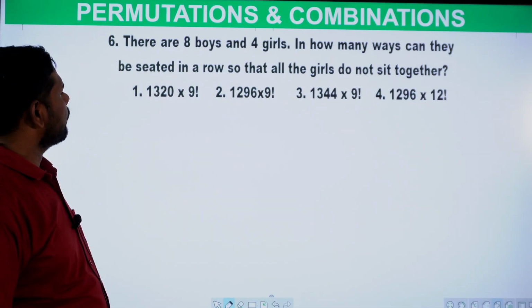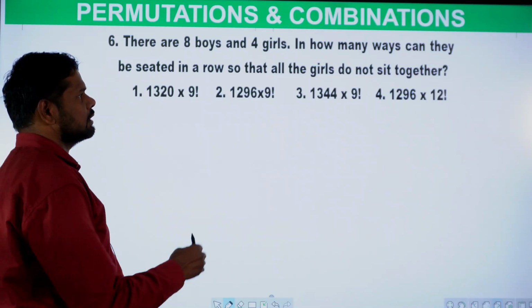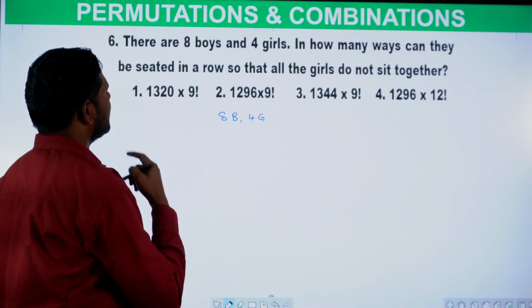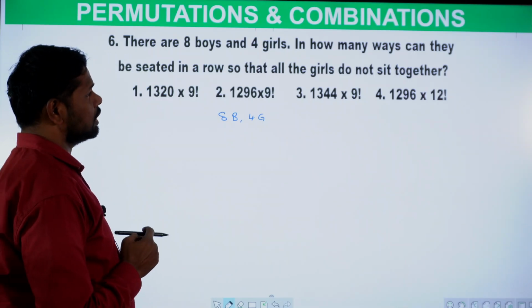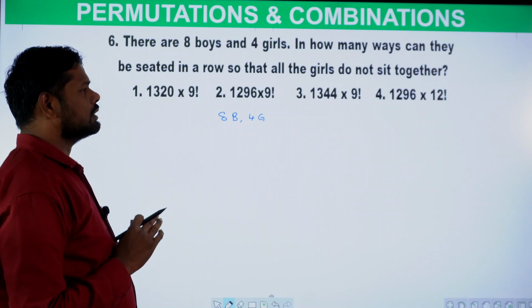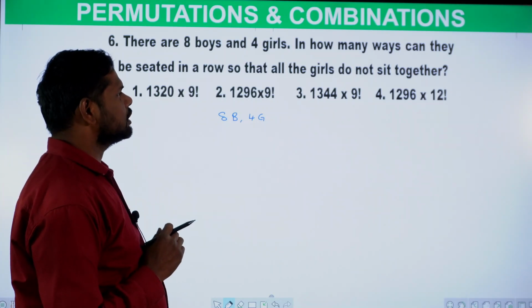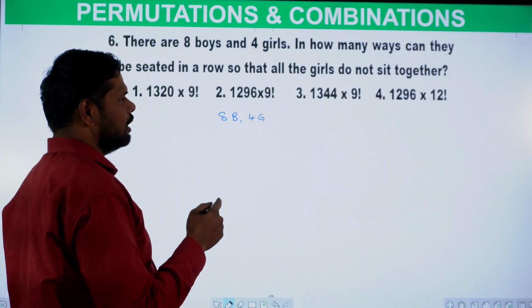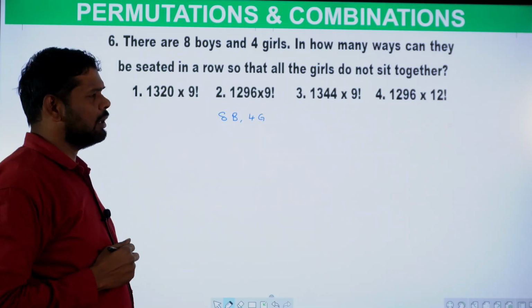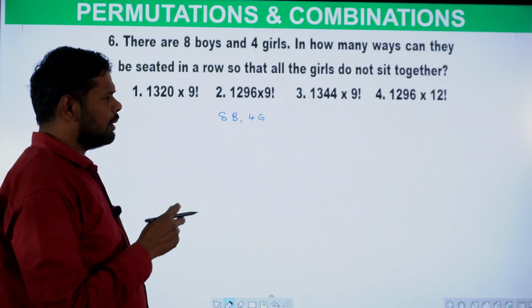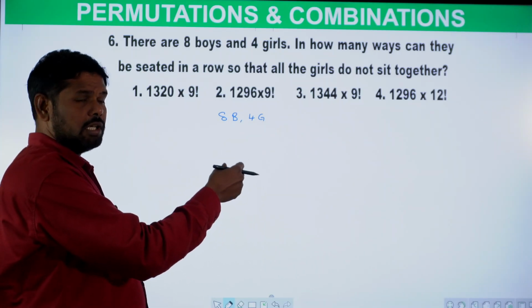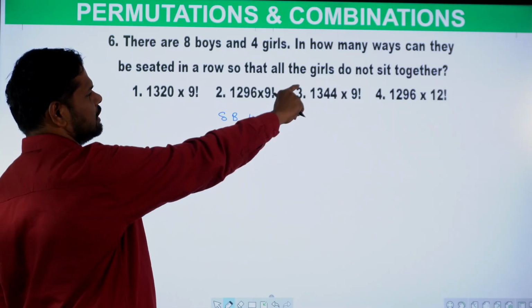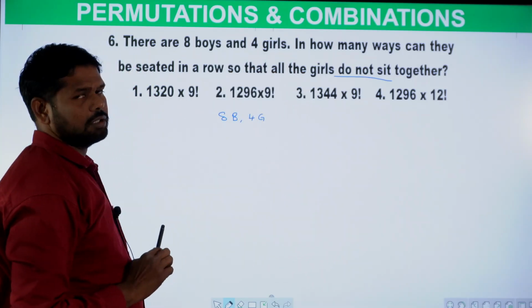Now, there are 8 boys and 4 girls. In how many ways can they be seated in a row so that all the girls do not sit together? All the girls do not sit together means maybe two girls sit together, or three girls sit together. Those are possible. That's why reading the question and understanding it is important. Two girls sitting together is a possibility, three girls sitting together is a possibility. But all four girls sitting together is not possible according to that question.